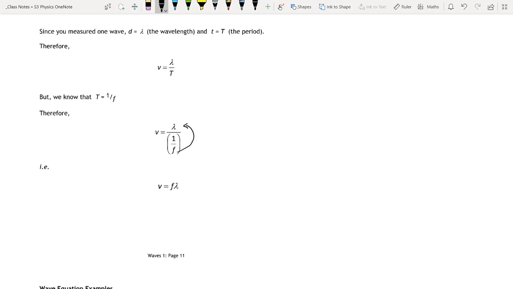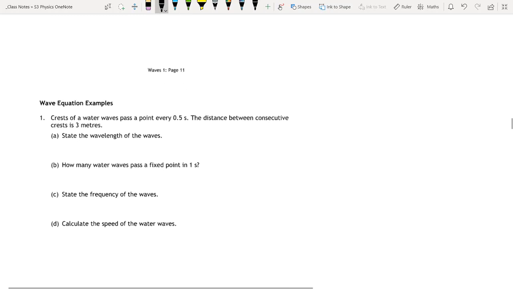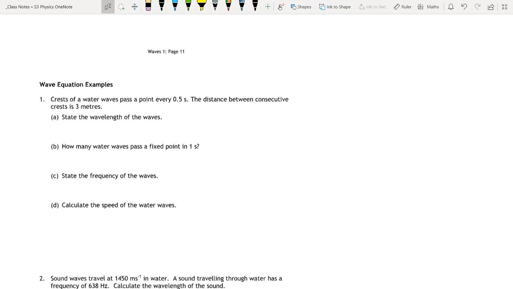Okay. Right, so some examples of the wave equation. It's relatively straightforward to use, but you need to watch your units. Okay, and I know a few people fell foul of changing units in the nuclear test, so it's a lesson to be learned from that, which you'll find out tomorrow as well.